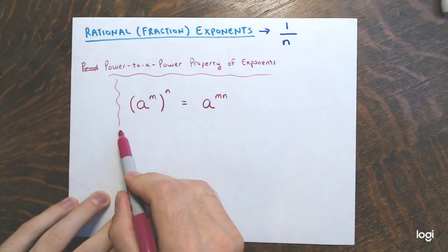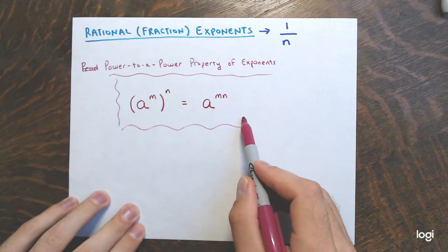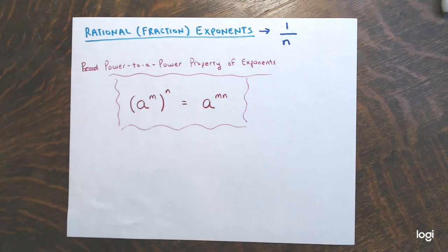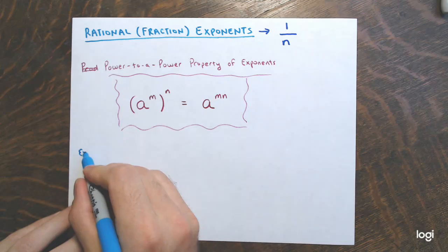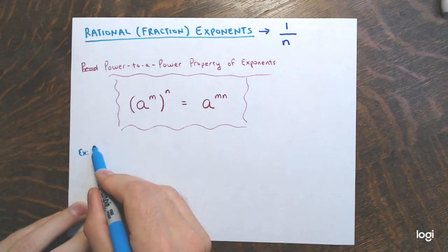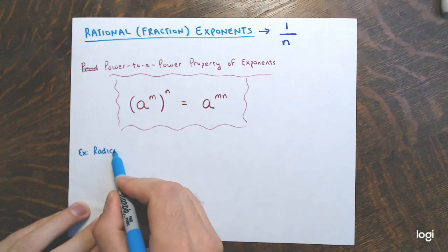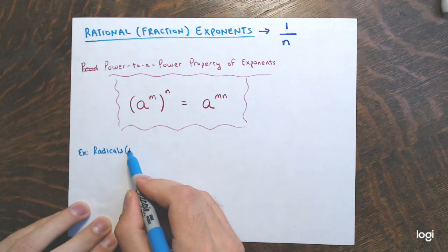Alright, so let's keep this in mind, this power to a power property of exponents. And what we're going to do here is think of roots, and see how these 1 over n powers are related to roots. So here I'm going to do some examples of when we had radicals or roots.